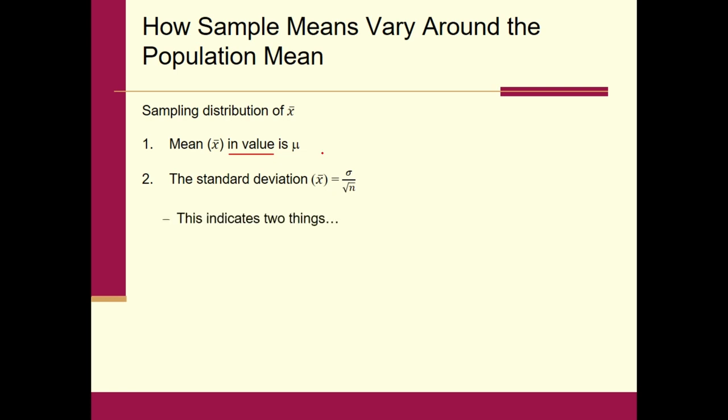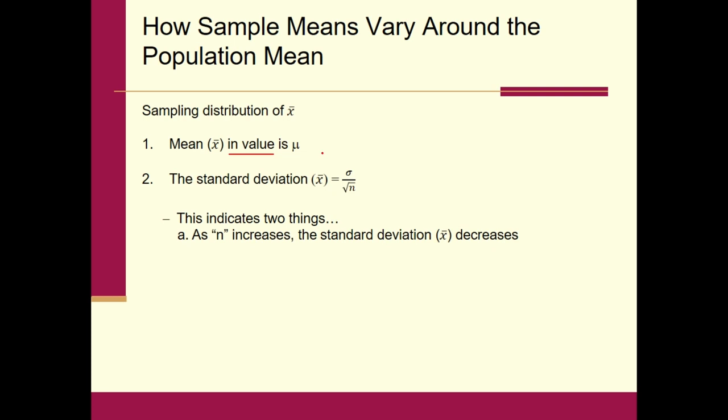So we learn a couple of things just by that little formula right there. First one: as n increases, the standard deviation of the sampling distribution decreases. Imagine this in your brain: as n increases, the graph of that histogram of all those x bars starts to condense, okay? And it starts to condense around the value of mu. All right, so that's the first thing.